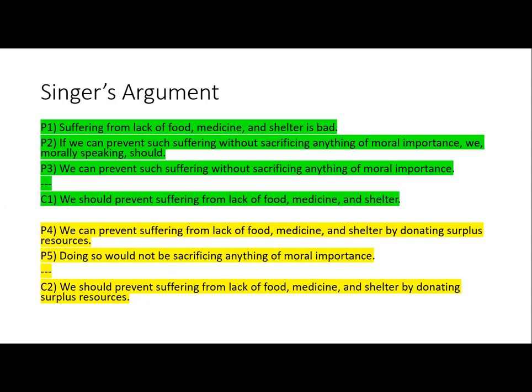So you mentioned this notion of moral importance, Anna. What did people understand moral importance to be, or this idea of sacrificing something of moral importance? I took it as something that would be like a significant change in your life. Like if I donated, then something significant would change in my life. Yeah, good. Something morally significant, right?